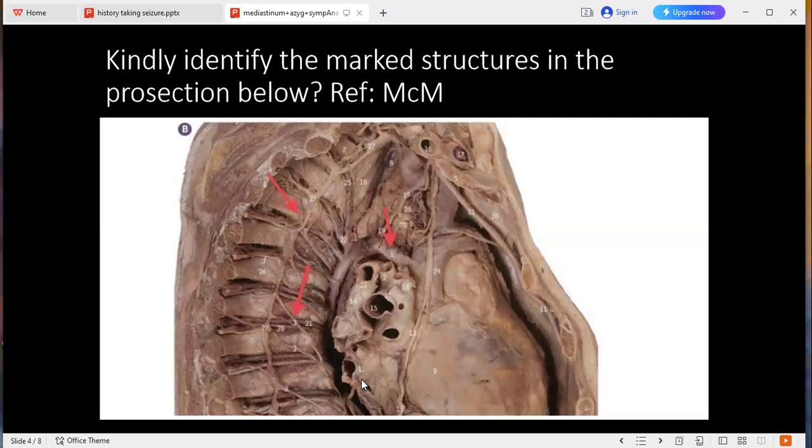So number 2 is a pulmonary vein, superior pulmonary vein. And number 12 is inferior pulmonary vein. Number 15 is pulmonary artery. Yes.